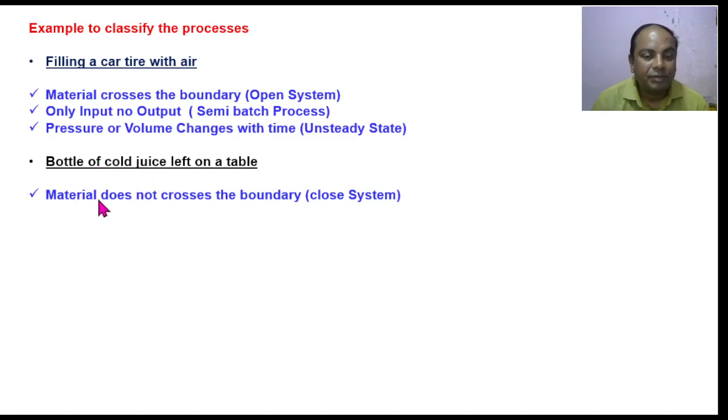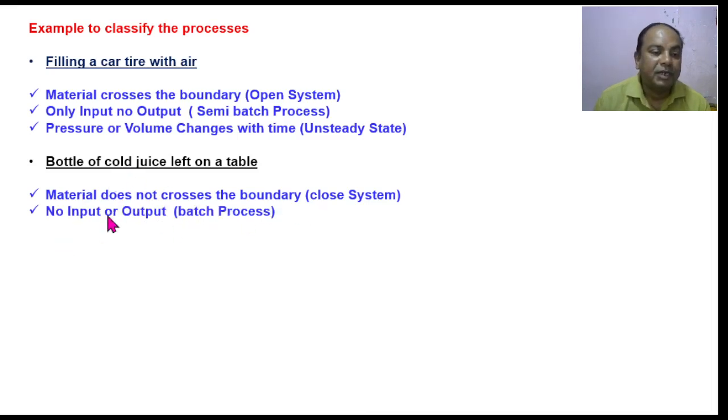Once the material enters the system, we do not allow the material to cross the system boundary again. So this is a closed system. There is no input or output once the material enters the system, so it acts as a batch process. Moreover, in a batch process there is no chance for mass to enter the system, but energy can be exchanged.